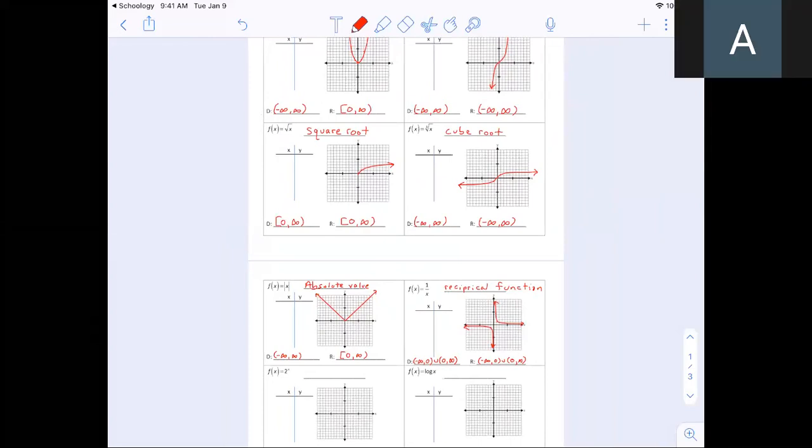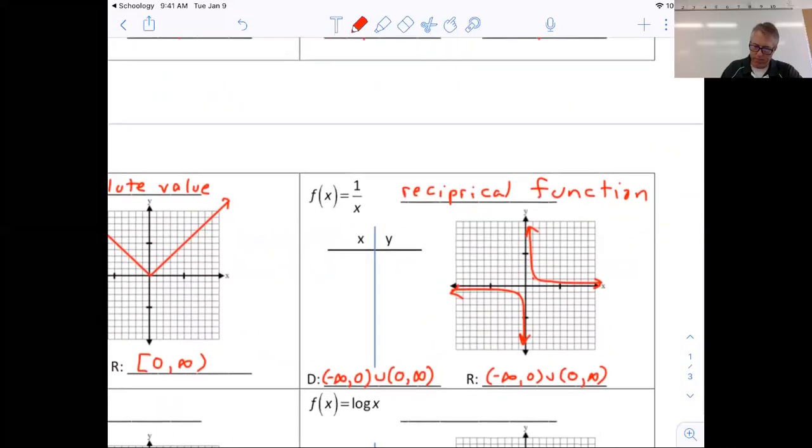Wait, can you zoom in on that one again? Yeah, this one? Yeah. Yep.